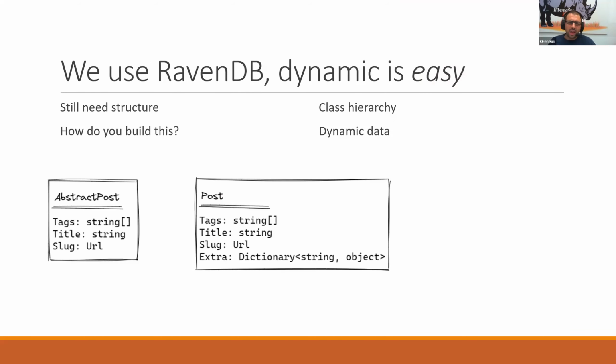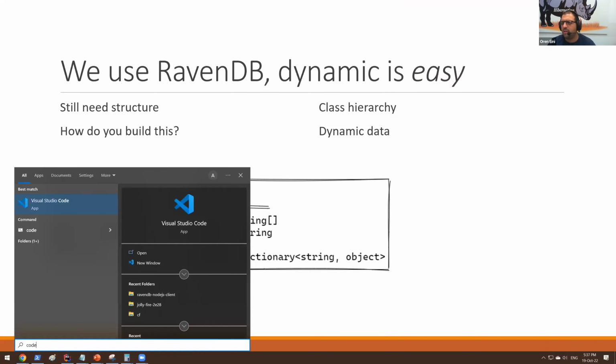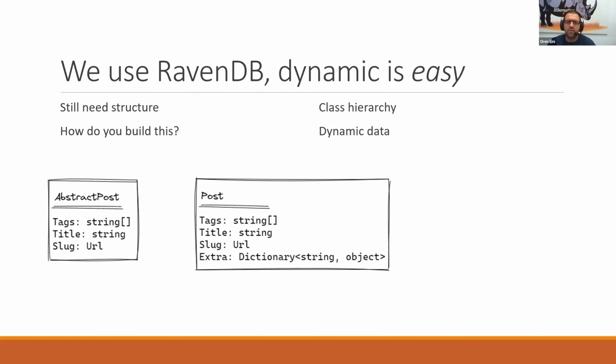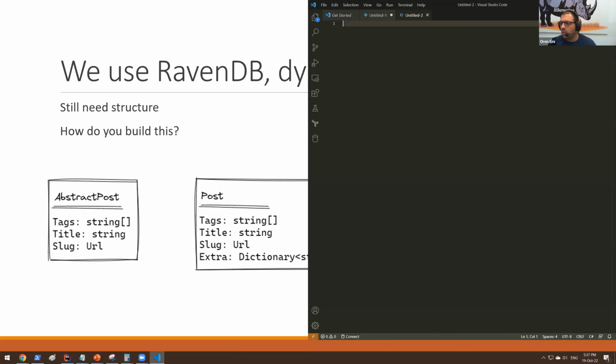And the answer is that with RavenDB, if you're doing dynamic, that's super easy. I don't actually care about that. Dynamic is trivial, and I don't need to worry about any of that. But let's talk about how it's going to work in terms of software hierarchy. So one option is to have this.